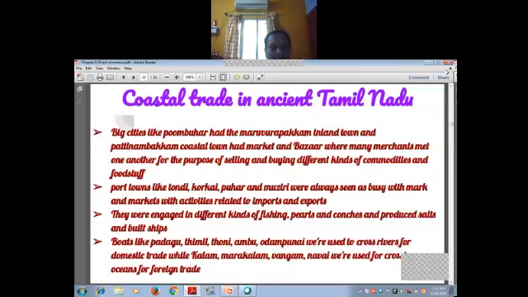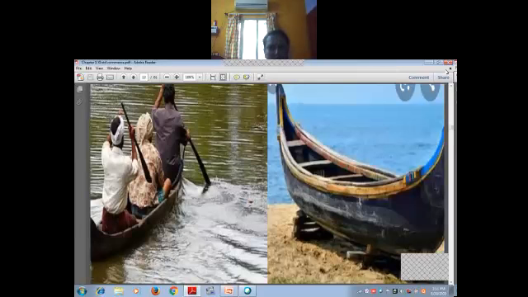Why did they start everything near the rivers? Because they could transport their goods from one bank of the river to another. Okay, so that is why import and export were started. They were engaged in different kinds of fishing, pearls, conches, and produced salt and built ships. Slowly, they started building ships. Before that, they went through Padagu, Kimili, Toni, Ambi. Like that only, they crossed the rivers for domestic trade. And Kalam, Marakalam, Bangam, and Navai were used to cross oceans for foreign trade. Okay, like this only it was there.